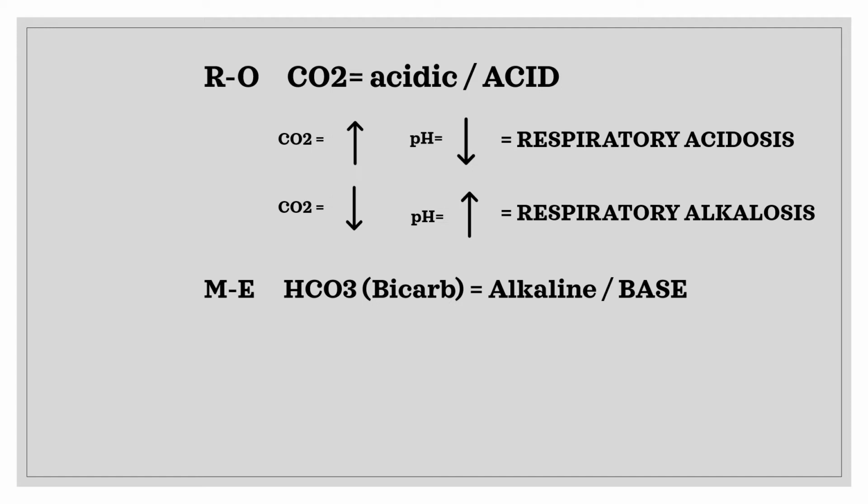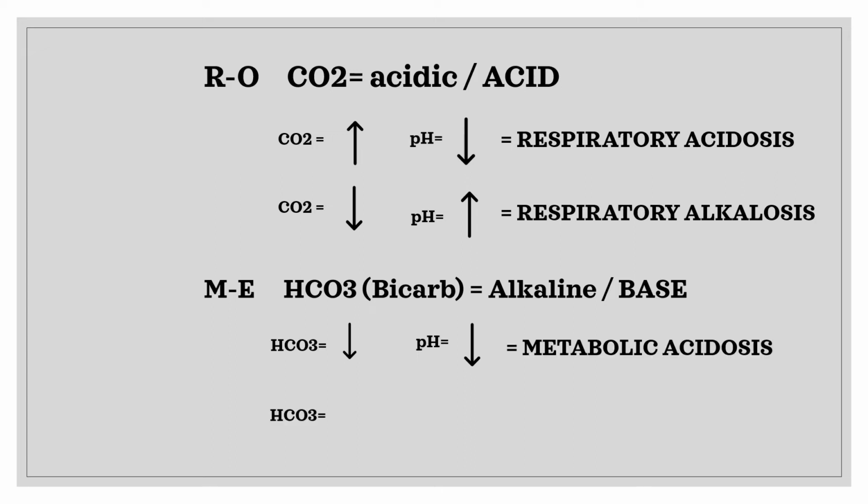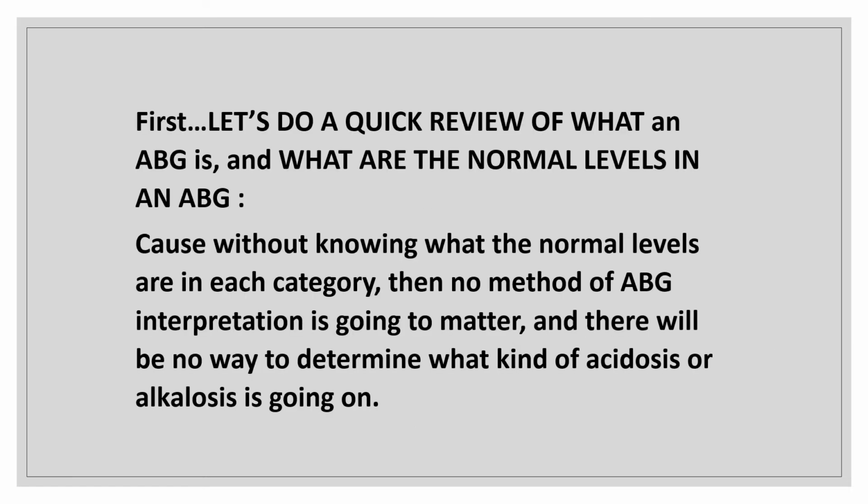With the metabolic, the ME, if HCO3 or bicarb is alkaline or base, and the HCO3 is decreased, then we know that the pH would be decreased also. That would give us a metabolic acidosis. If the bicarb or HCO3 is increased, then we know that the pH would also be increased, which would equal metabolic alkalosis.